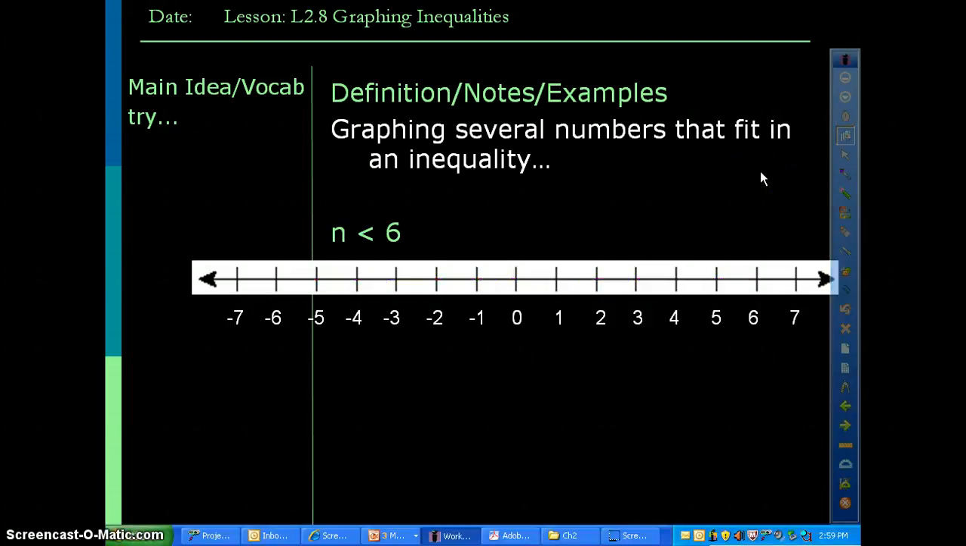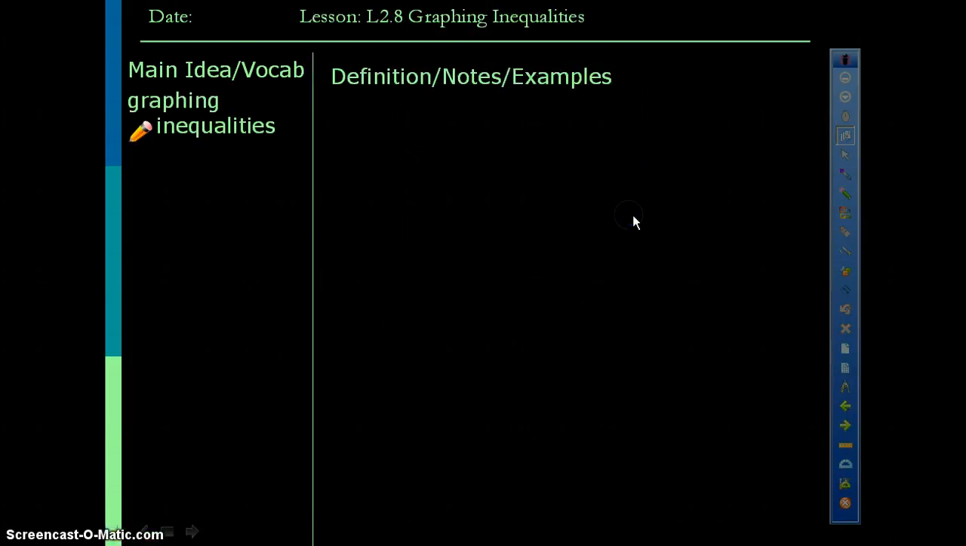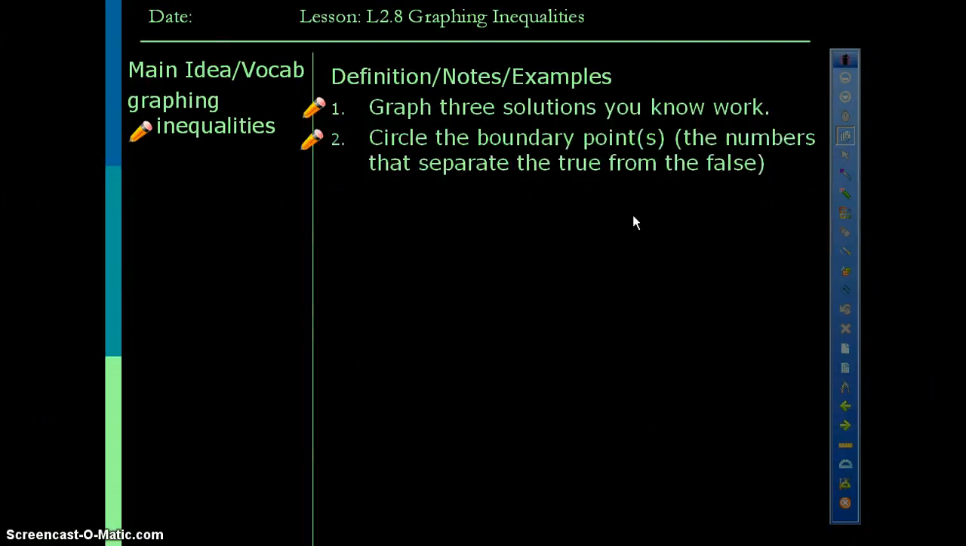If we take a look here, there are basically 5 steps to graphing an inequality on a number line. Step 1, graph at least 3 solutions that you know work. This gives you an idea of what you're looking for. Step 2, circle the boundary points. These are the numbers that separate the true from the false.